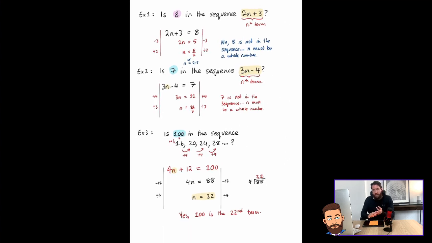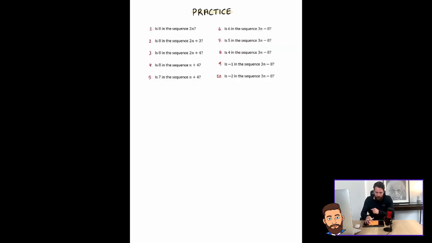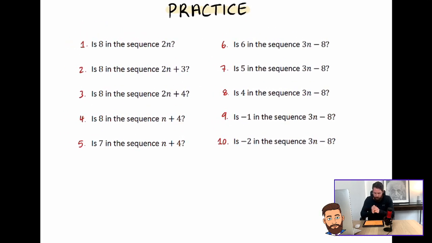If you follow those 3 steps and you have either a positive or negative answer, a whole number or a decimal, I should have said, you know whether yes it is in the sequence or no it isn't. So what I've got for you there are 10 questions to practice. I've given you the nth term to all of these, so you don't actually have to work out the nth term, because you should have done a lot of practice on that already. I just want you to practice making these nth terms equal to the number you're trying to find, solving, and saying yes or no depending on whether n is a whole number or a fractional decimal answer.